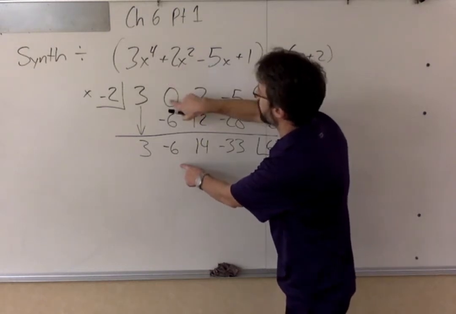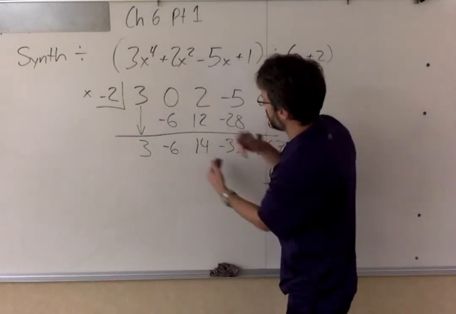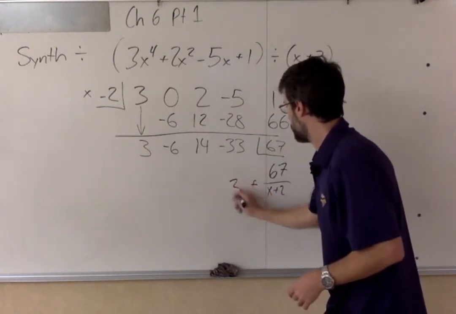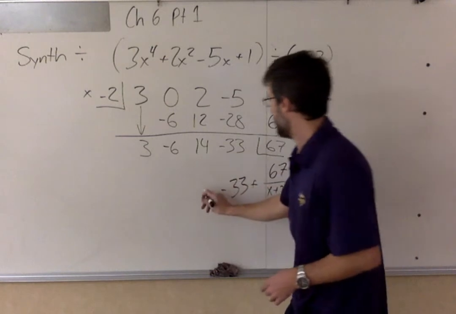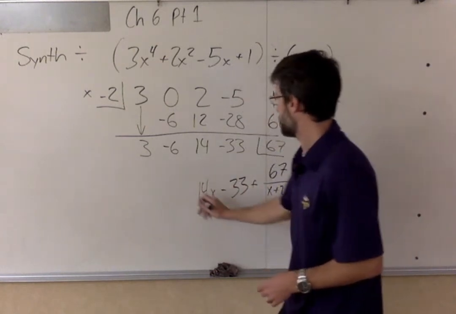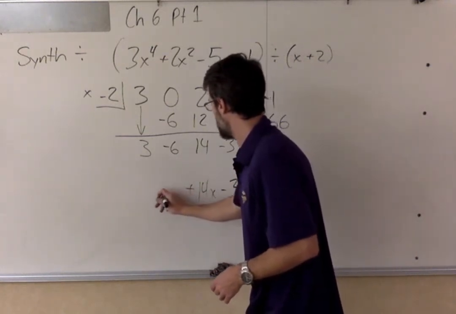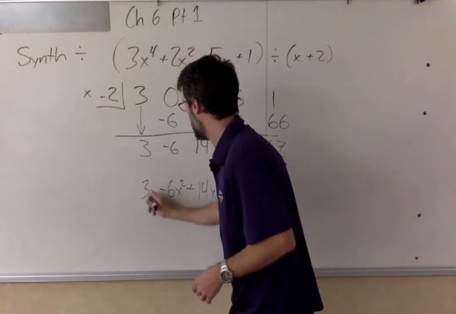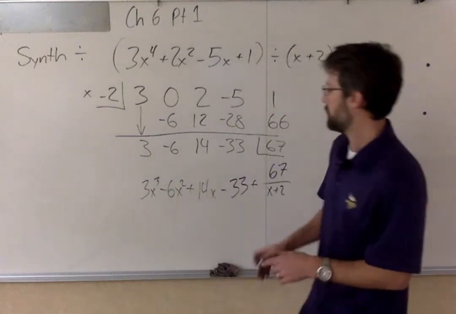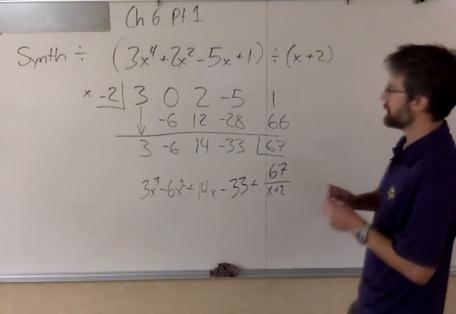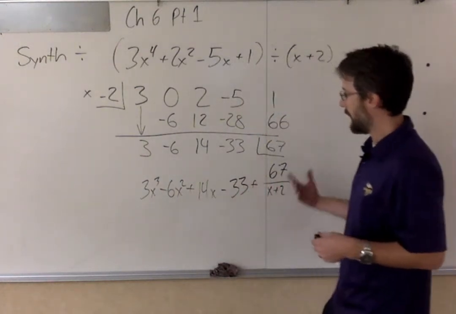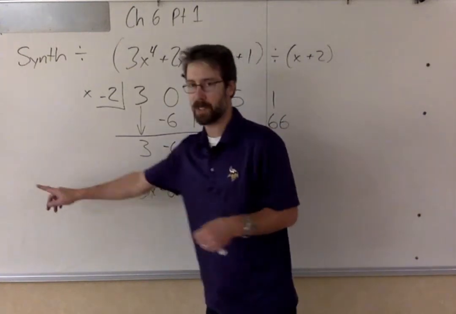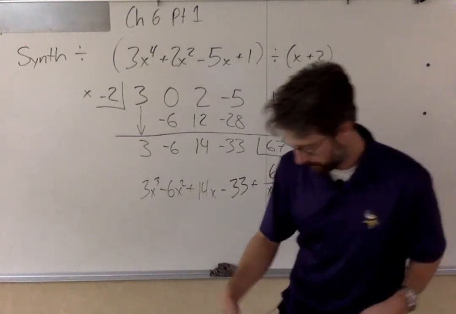Then, this 0 would have been x cubed because we were missing one here, but we're not missing any in this row. So it's going to be 33 for my constant. Then 14 goes with x. Then negative 6 goes with x squared. And then 3 goes with x cubed. And so it just follows that same standard form pattern where it's constant, x, x squared, x cubed, x to the 4th, x to the 5th, and so on if it was a much bigger one.